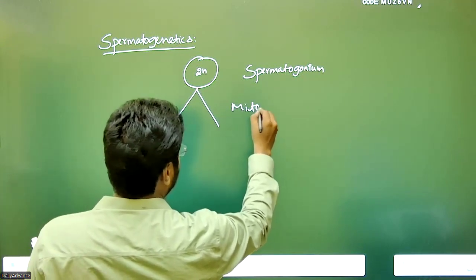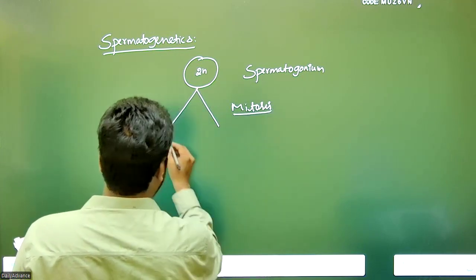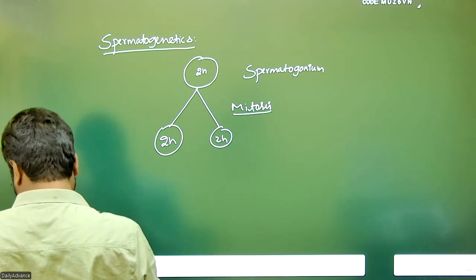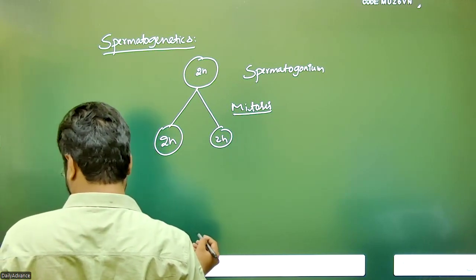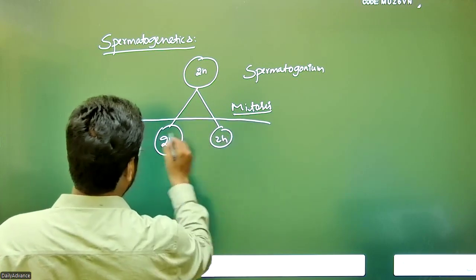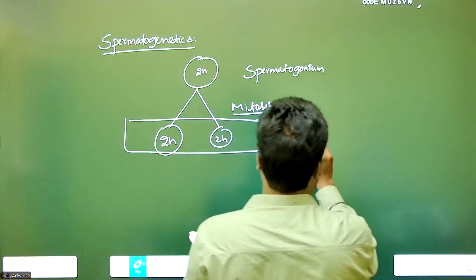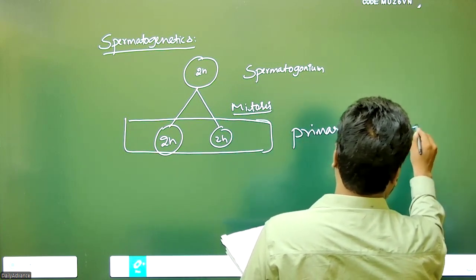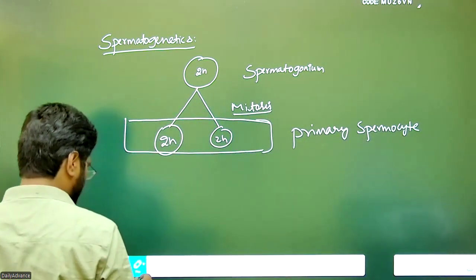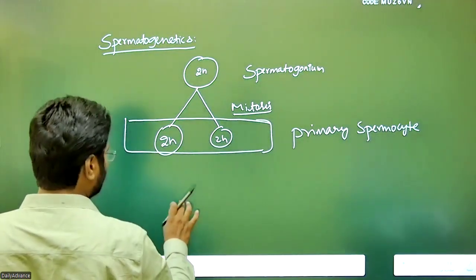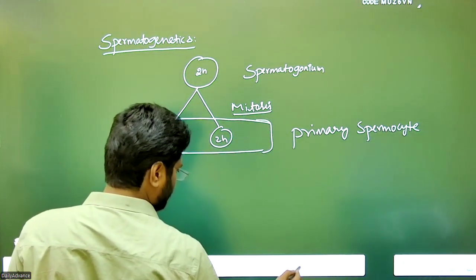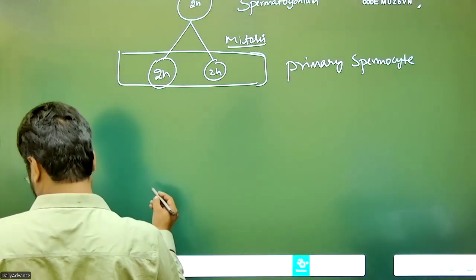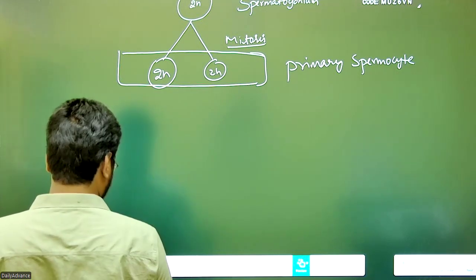Here you should observe there are no polar bodies. Mitosis produces two daughter cells. This stage we call the primary spermatocyte. These primary spermatocytes undergo meiosis one.